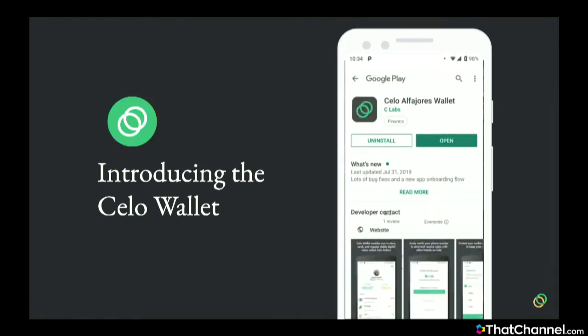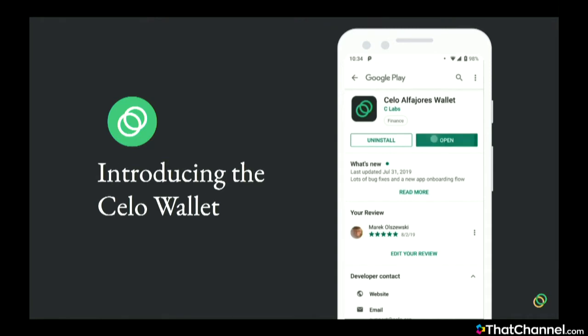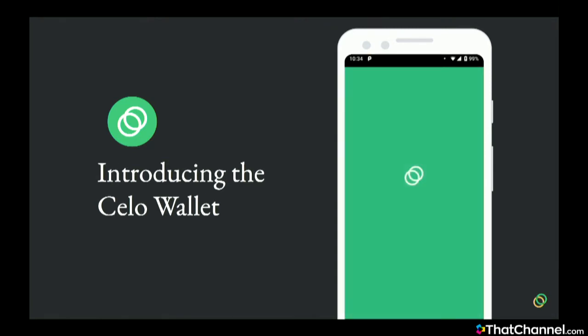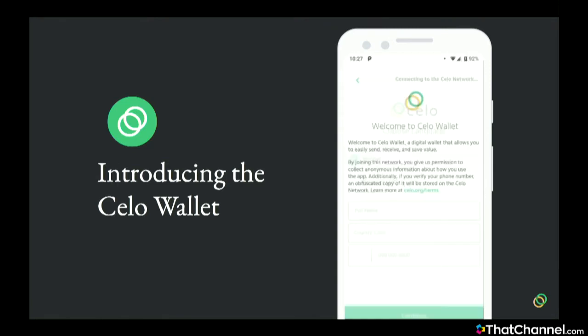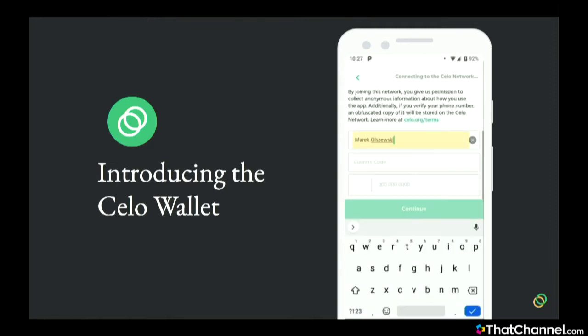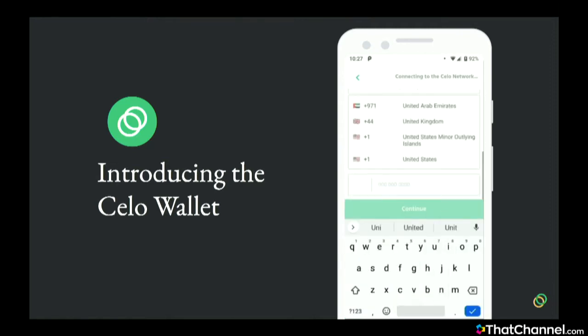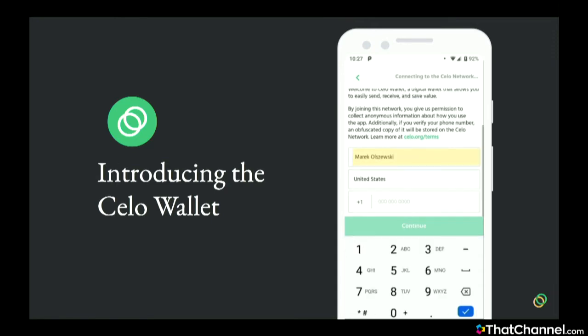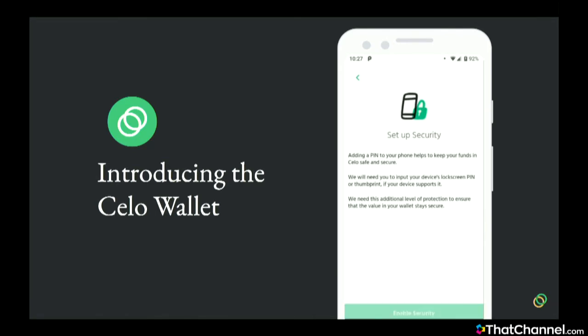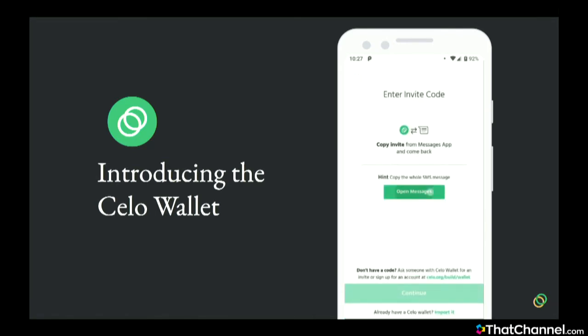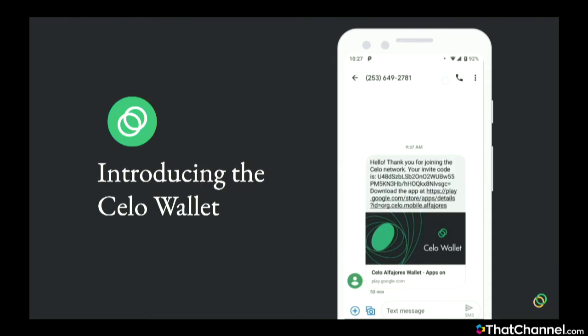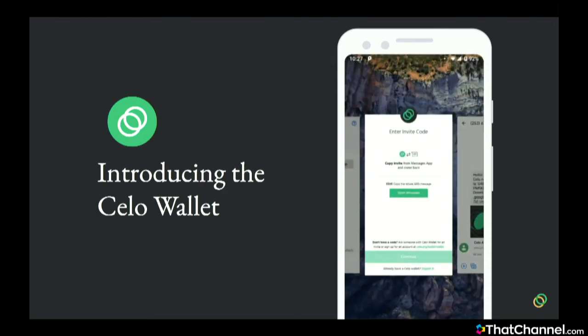So you click on the link that we sent via text message. You install the app. In this case, it was already installed, so I just open it. And then we go through the general onboarding flow. We ask for your phone number so that we can verify it. And then we create a public-private key that we encrypt with the trusted execution environment of your phone.